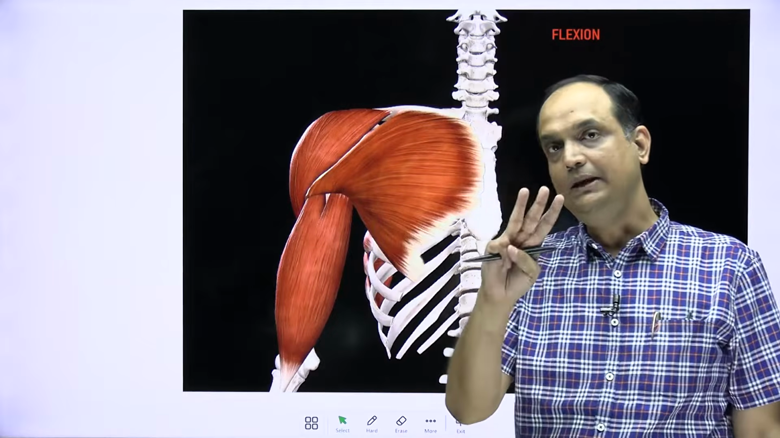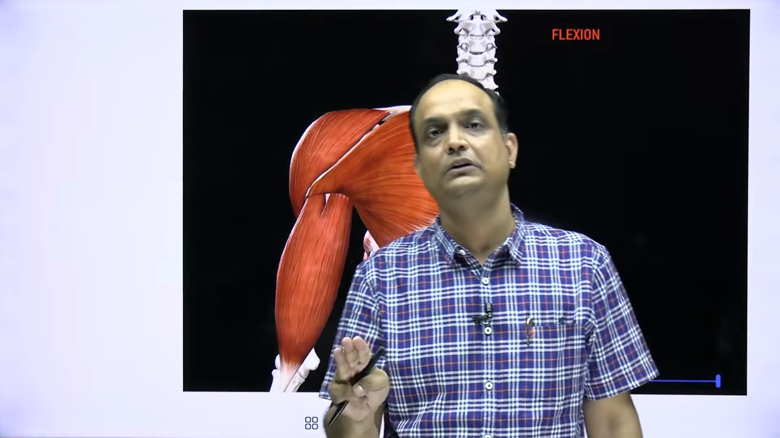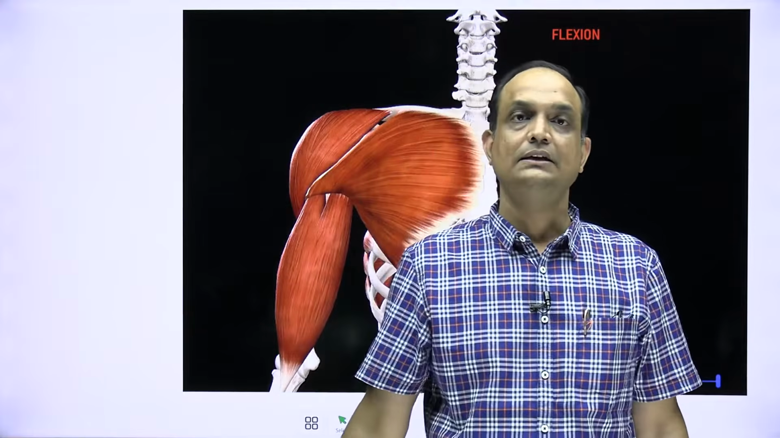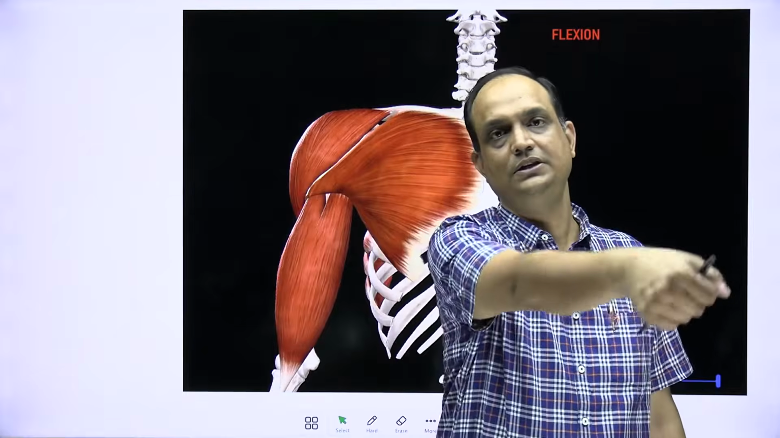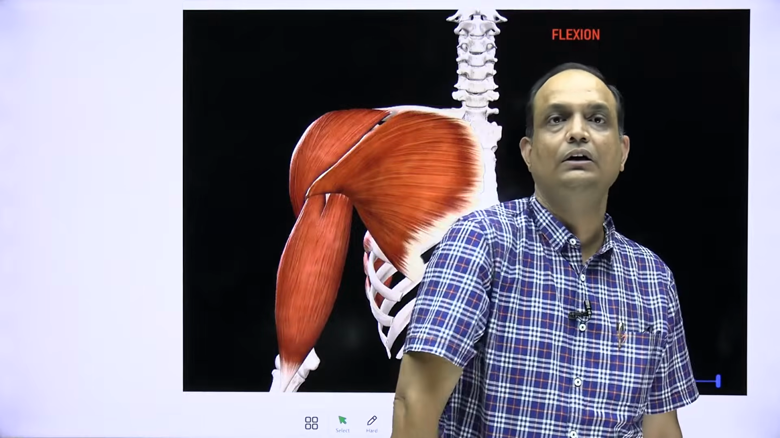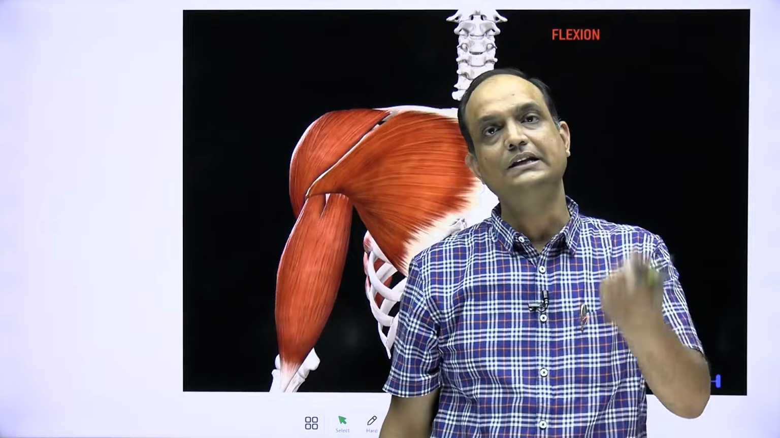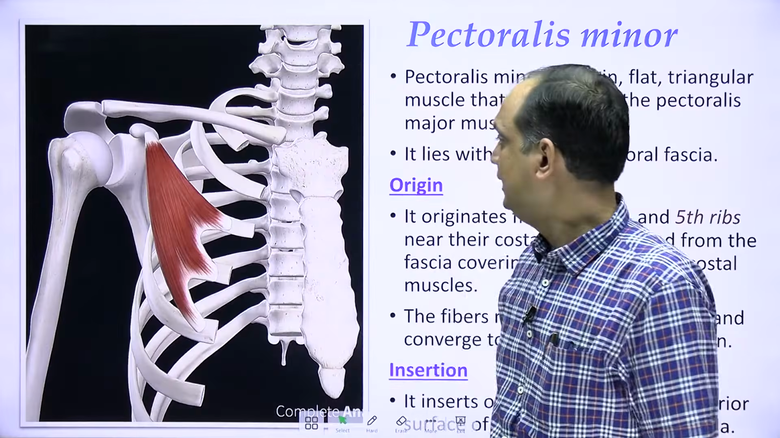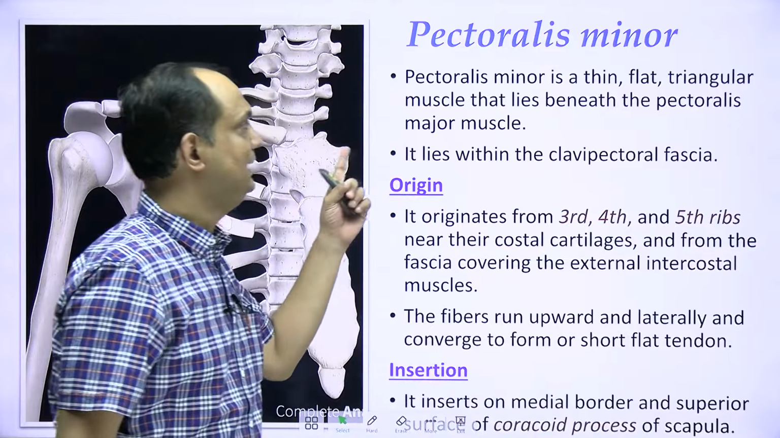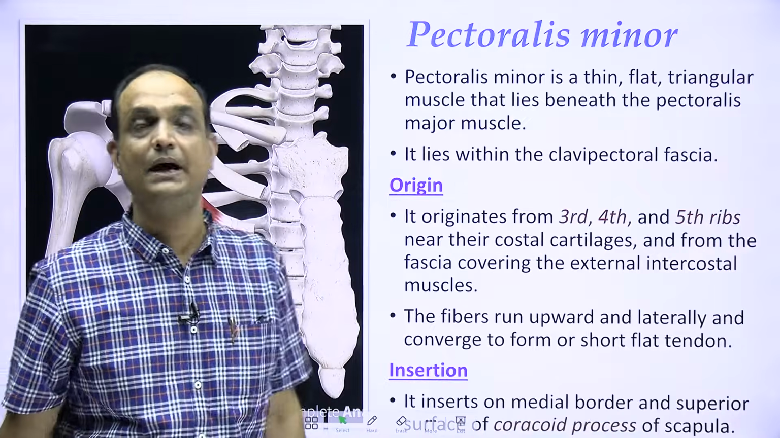So, these are the three major actions of the pectoralis major. First is that it causes adduction, second is flexion, and third is medial or internal rotation, and all these three movements take place at the shoulder joint. Now, the next muscle is pectoralis minor.